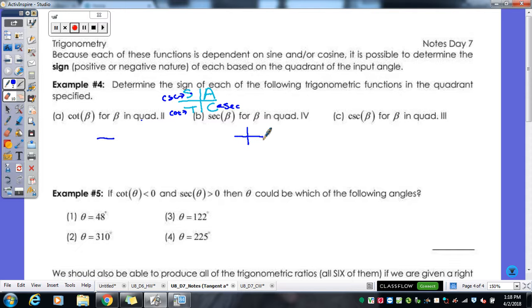Positive, because secant is the reciprocal of cosine. Cosine's positive in quadrant 4. Secant also.